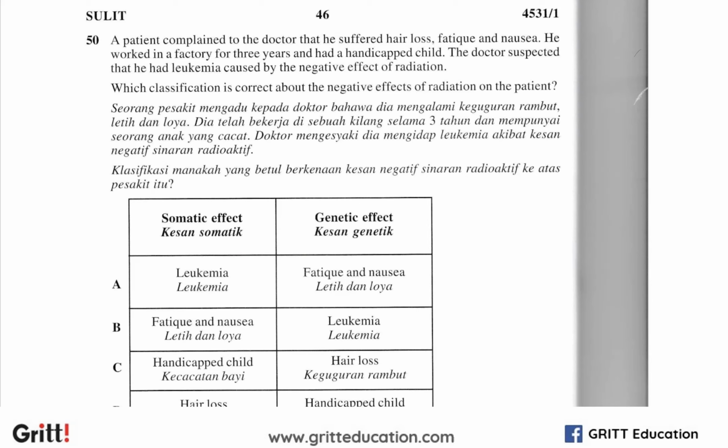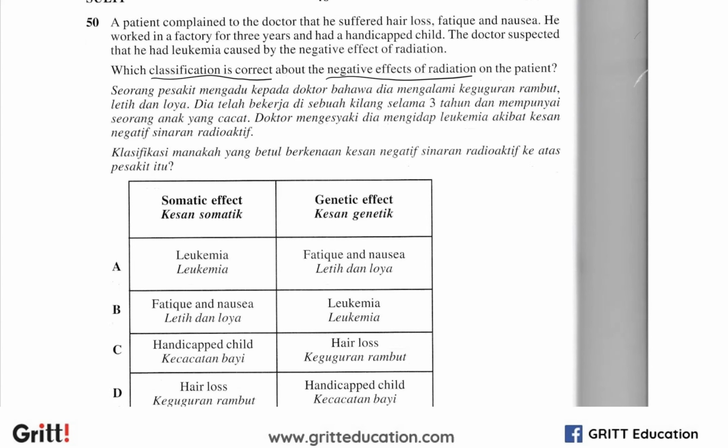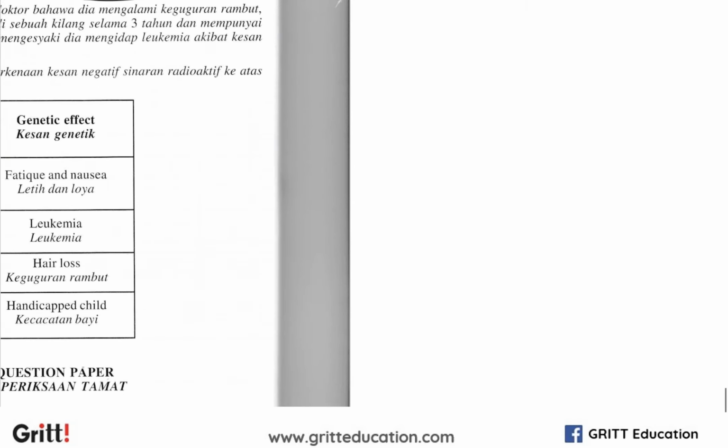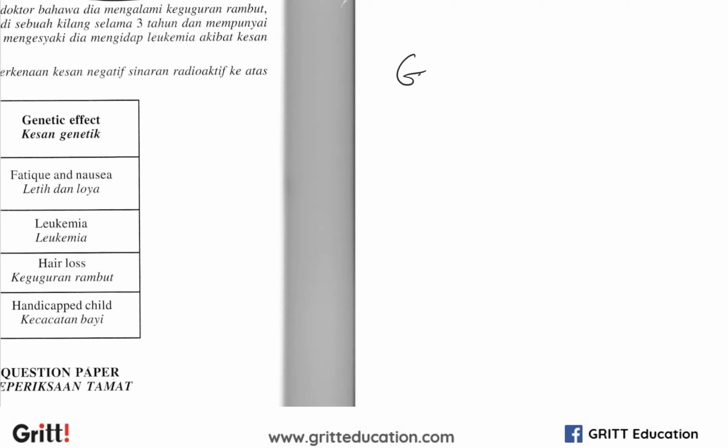So, they are asking for the classification that is correct for the negative effects of radiation. So in this case, they are referring to somatic effects and the genetic effects. So before we continue, let's define both of these things. Now, when someone refers to a genetic effect, it's usually the effect that is only visible or prominent within the descendants. One example of genetic effect is, for example, Down syndrome.